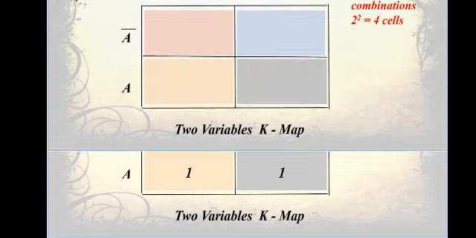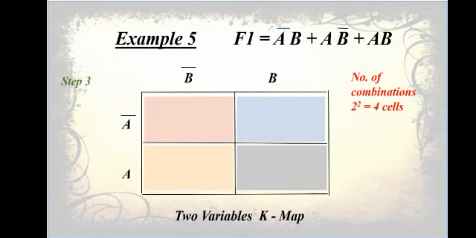Third step is that we have to make groupings and pairs of these ones. We can make pairs of 2. How many pairs can we make? We can make pairs of 2. If there is no pair, then it means that expression will not be simplified.